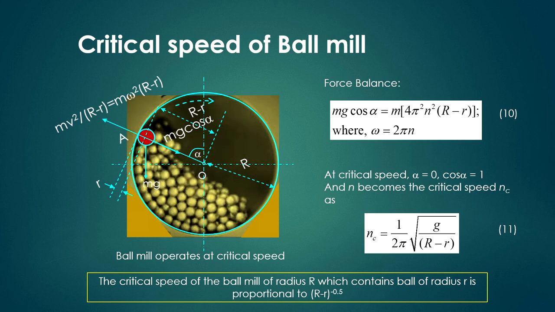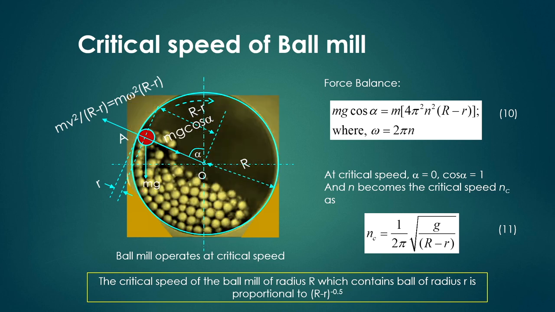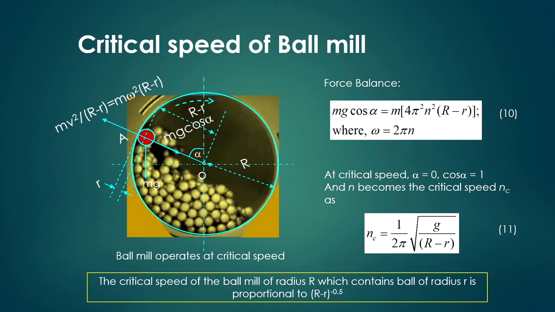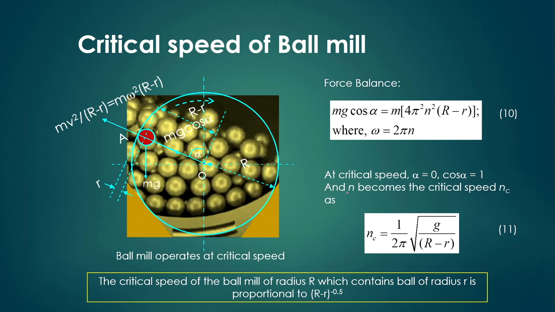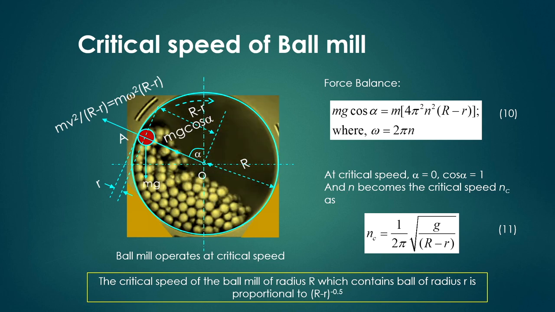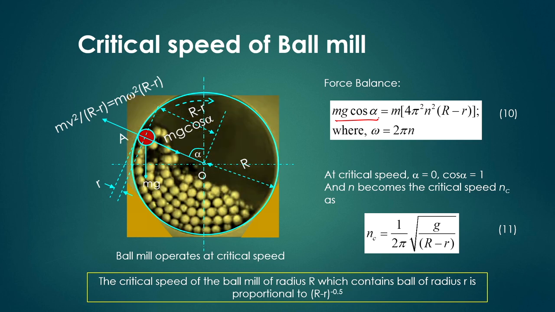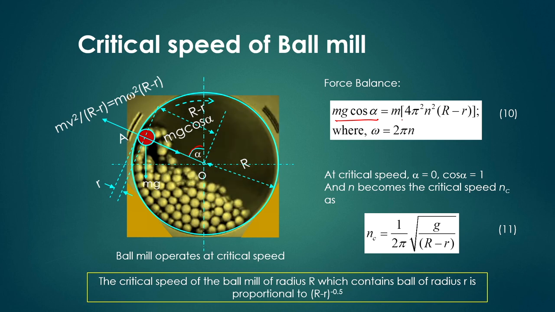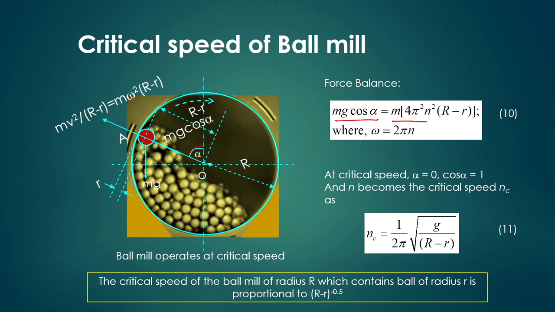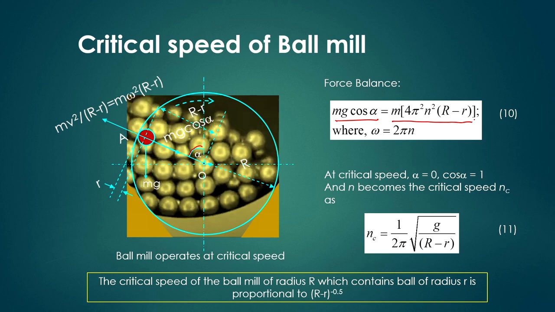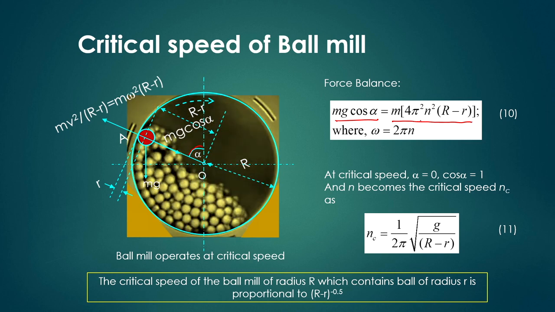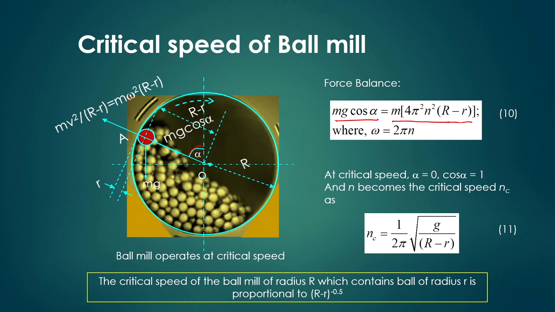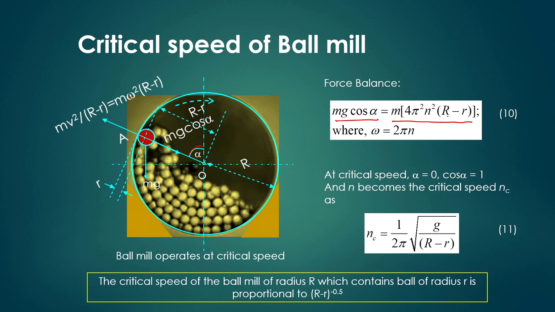So, let us have this here. If we consider that mg is the gravitational force, and we take the component of this gravitational force in the direction of the centrifugal force, then we have mg cos alpha. Where is alpha? Alpha is shown in the picture here. This is your alpha, and then the centrifugal force here will be mv square by r. So, what is that? v is equal to what here? It is 4 pi square n square into capital R minus small r. Why capital R minus small r?